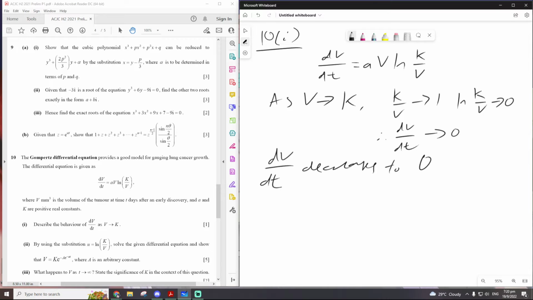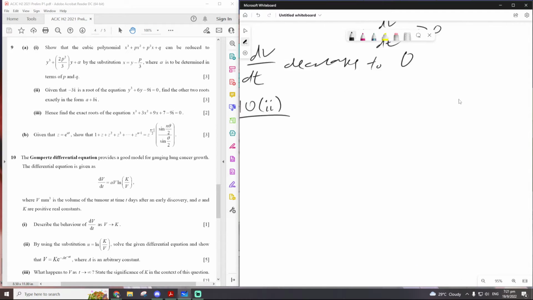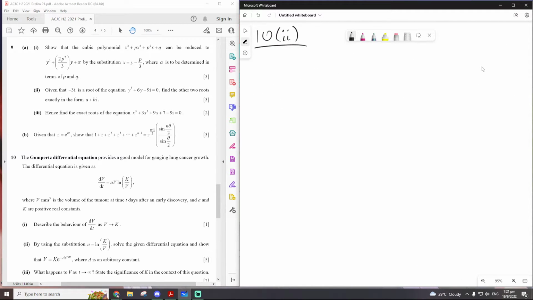So essentially, you might actually be able to notice that k will be a carrying capacity. And we'll address this in the later part of the question. Then part 2. By substituting u equals ln k over v, solve the differential equation.